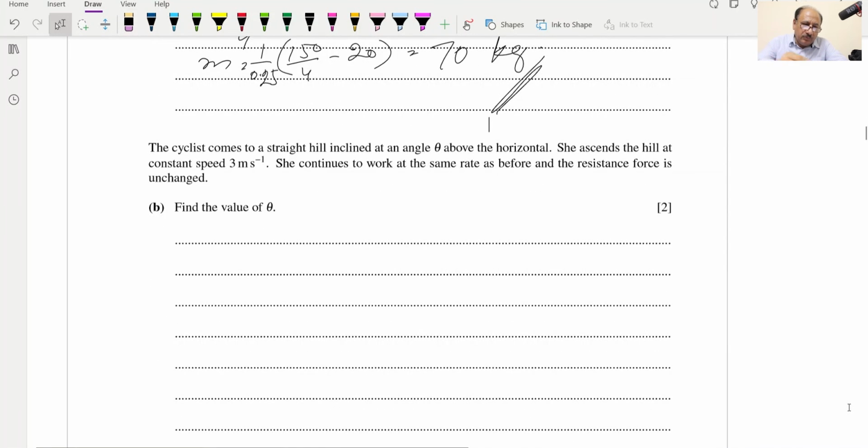Now we can move to part B, and part B says the cyclist comes to a straight hill inclined at an angle theta above the horizontal. She ascends the hill at constant speed of 3 meter per second. She continues to work at the same rate as before, and the resistance force is unchanged. Find the value of theta.